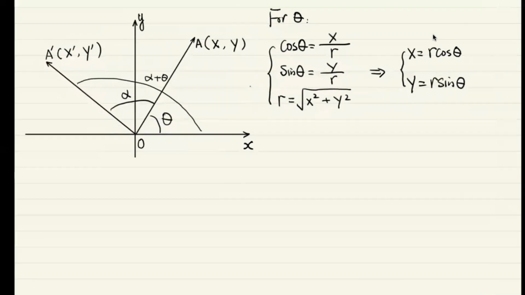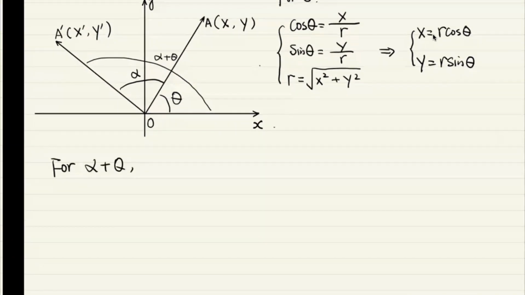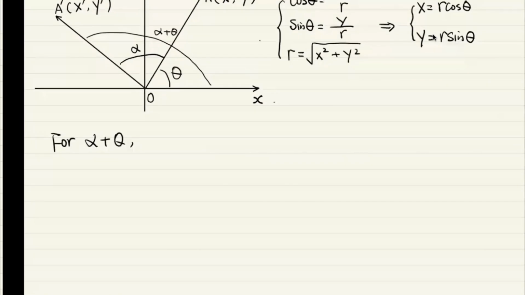Now, similarly, let me write it here, for the angle of alpha plus theta, we can write down its cosine and sine functions using the coordinates of A prime and the length of OA as follows.